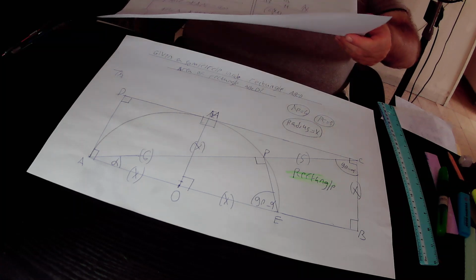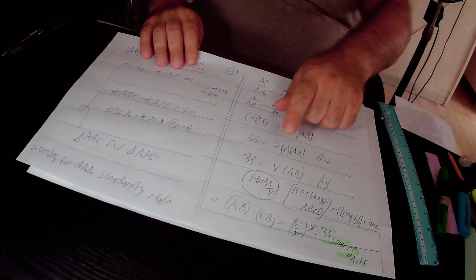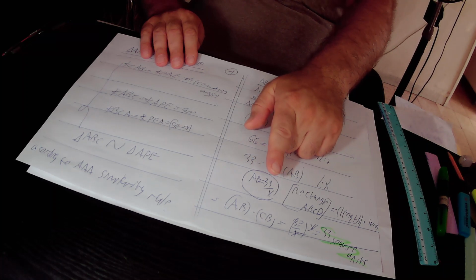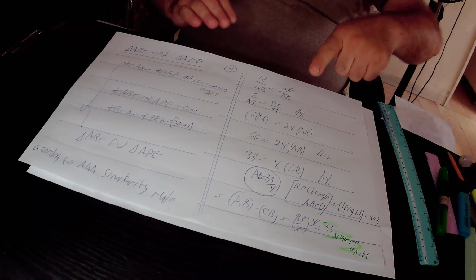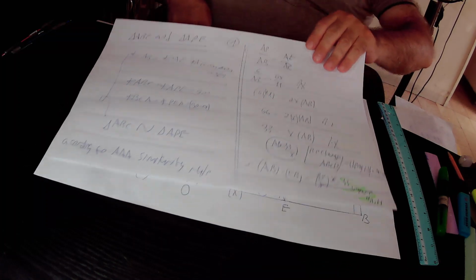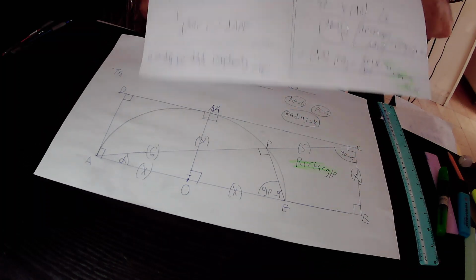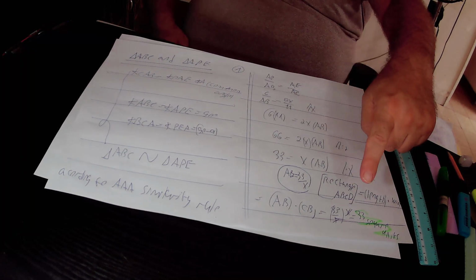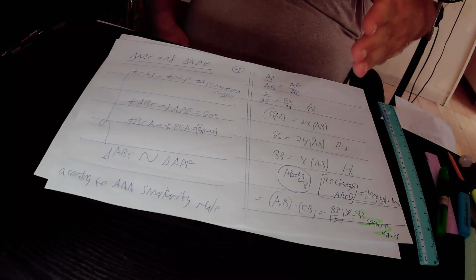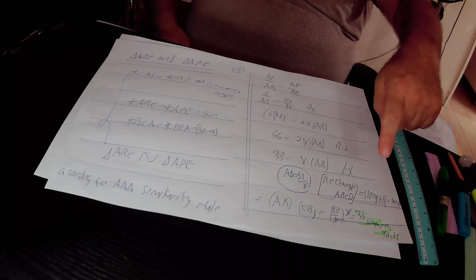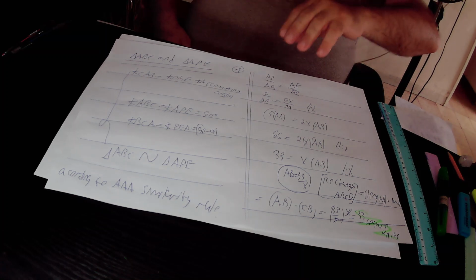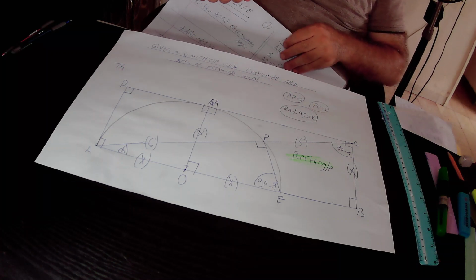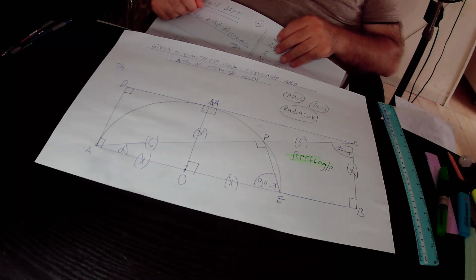So in total, we can find that the area of rectangle ABCD equals the length AB times the width CB. But AB is 33 over x, and CB is x. So the area of rectangle ABCD must be equal to 33 over x times x. We have x in the numerator and x in the denominator, so x gets cancelled and we are left only with 33. So the area of this rectangle ABCD is equal to 33 square units. So we finished with the first question.